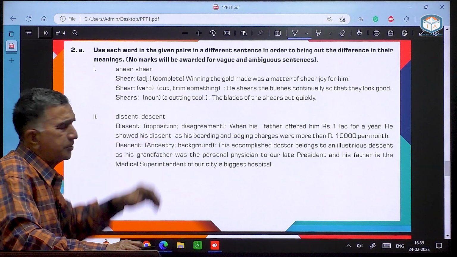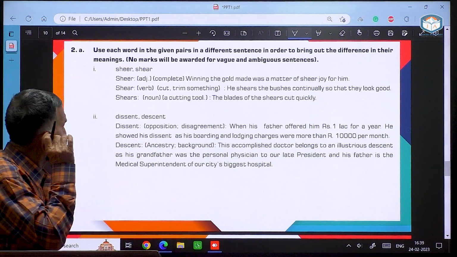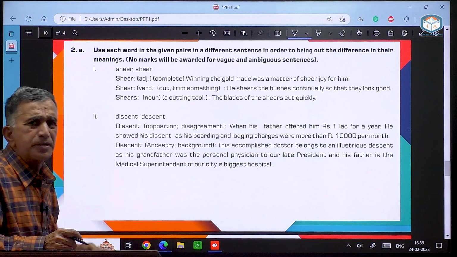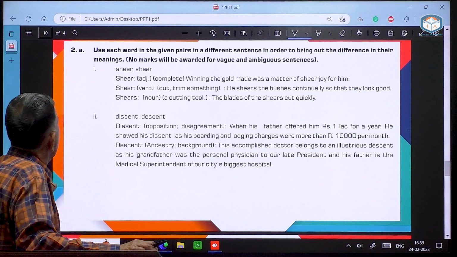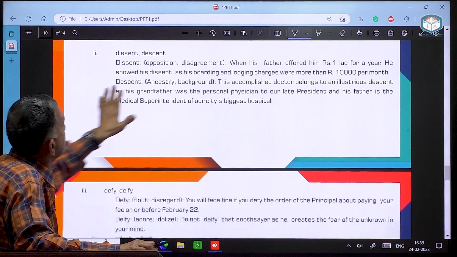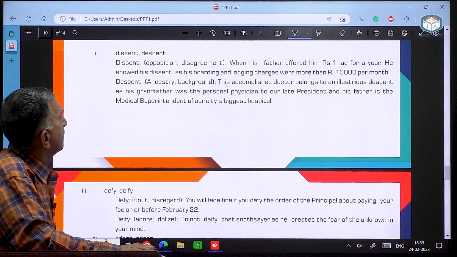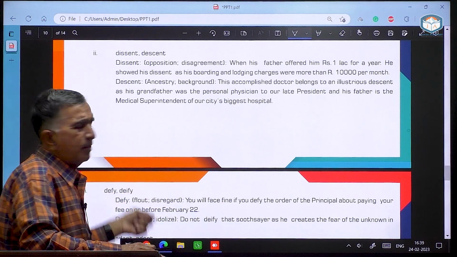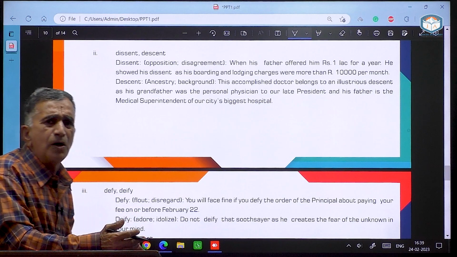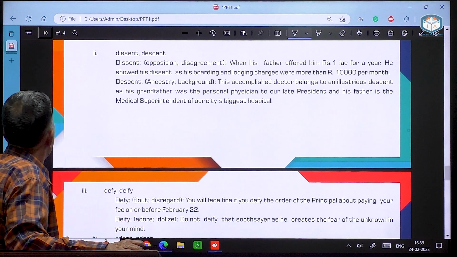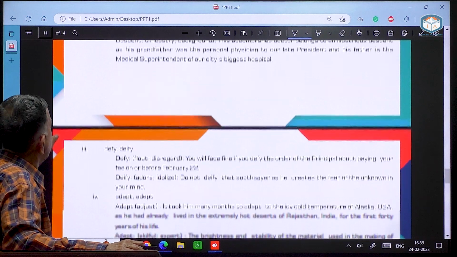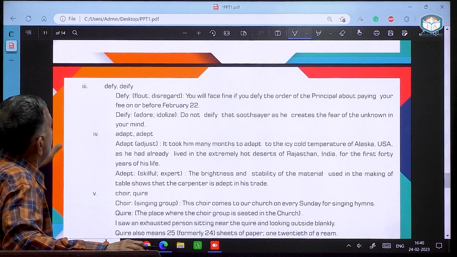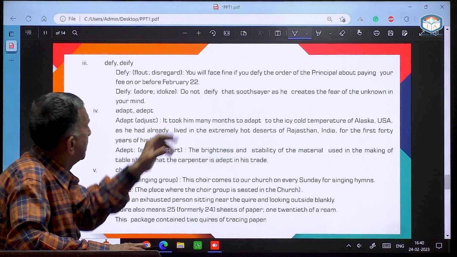There's one more, shear. That is a cutting instrument. That is a noun. This is a verb. Again, descent. The meaning of descent is clear from this word. His father offered this money. He showed his dissent as expenses were higher than what he was offered. Similarly, descent. Ancestry. Defy. The meaning of defy is clear from this sentence.